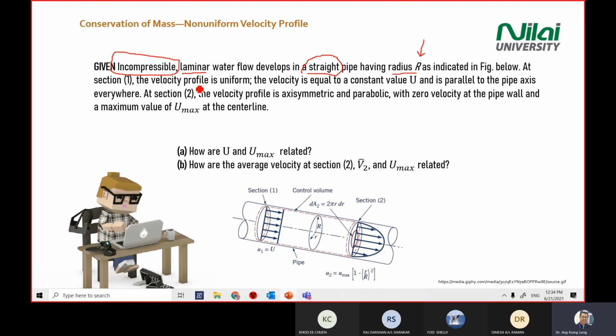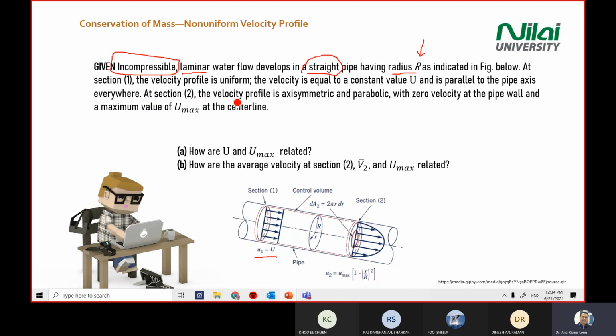At section 1, velocity profile is uniform. So by looking at the diagram, you know that you have a straight line, and this represents uniform flow. Velocity is equal to a constant value U here, and it's parallel to the pipe axis.